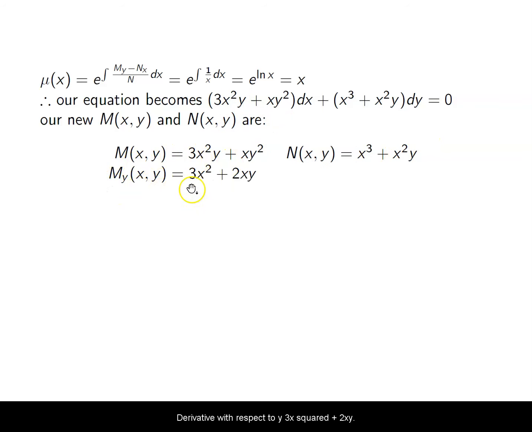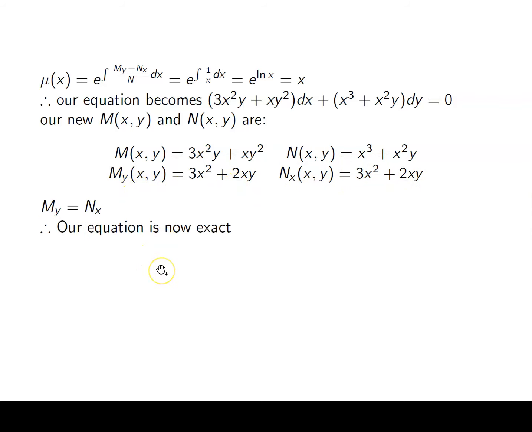This derivative with respect to y is 3x squared plus 2xy. This function with respect to x, when I take the derivative, is 3x squared plus 2xy. They're equal to each other, right? Therefore, my equation is now exact, okay? So when I integrate my M function with respect to x to try to get back to my original function, again, remember y is held constant, and I'm integrating x. So here, this will jump up to x cubed, and 1/3 times 3 will cancel. So this will be x cubed y, and this will turn into 1/2 x squared y squared, right?